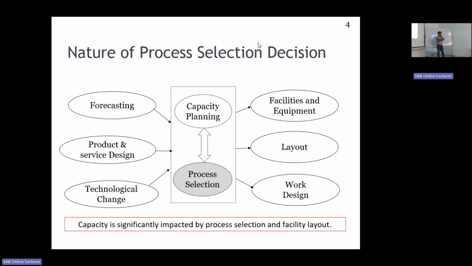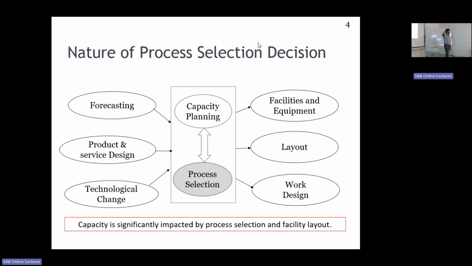Process selection is a strategic decision that operations managers should make, which determines how production activities are organized. That is mainly decided with the capacity decision and many other factors like forecasting, product design, technology changes, and many others.